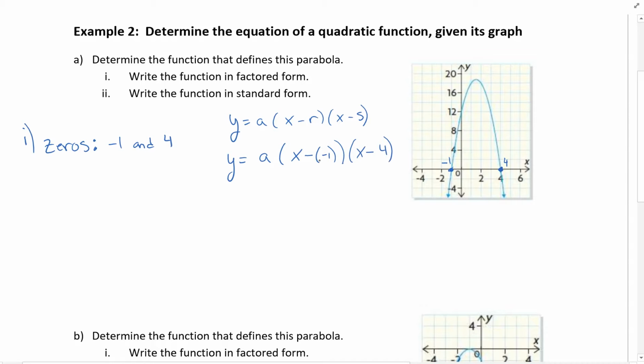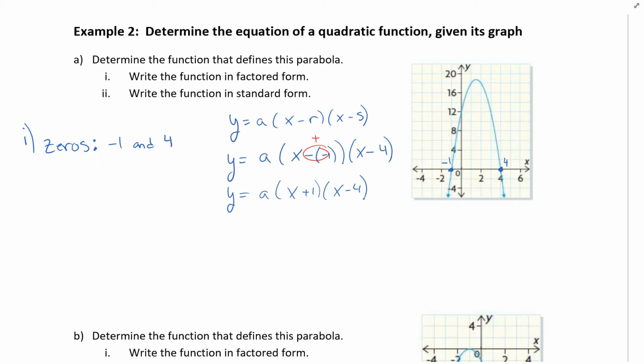Okay. I don't like that negative there, so I'm going to lasso those and change it to a plus. So y is equal to a(x + 1)(x − 4). Looks great. At this point you kind of feel like you're done, except for that a sitting there. Does that matter? Yes, it does. We need to get rid of that. How do we do that?